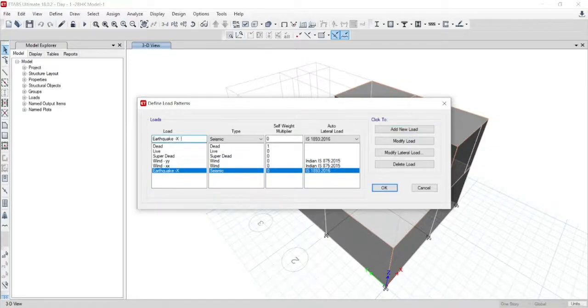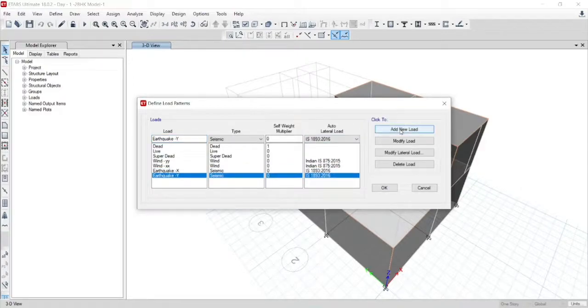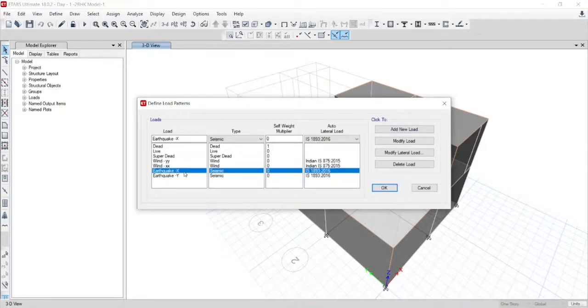Now, in Y direction, take the same, that is seismic, and the auto lateral load the same, and you can add new load. We have added 2 new loads, that is earthquake in X and earthquake in Y. You have to modify the load. Now modify lateral load.